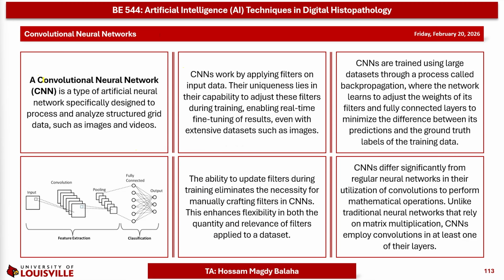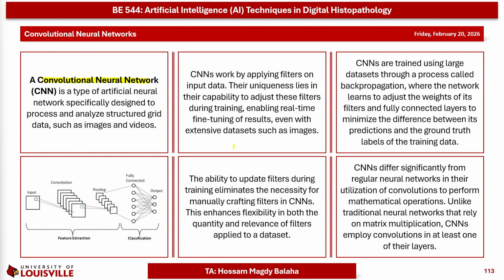A CNN, or convolutional neural network, is a specialized deep learning architecture designed explicitly for grid-structured data like images, and it can also be applied to videos. Unlike traditional neural networks that rely on matrix multiplications, CNNs use convolution operations, which slide small filters across the input to automatically detect the spatial hierarchies of features. So each layer in a CNN captures low-level patterns like edges and textures, and deeper layers assemble these into complex structures like nuclei, glands, or stromal invasion fronts.